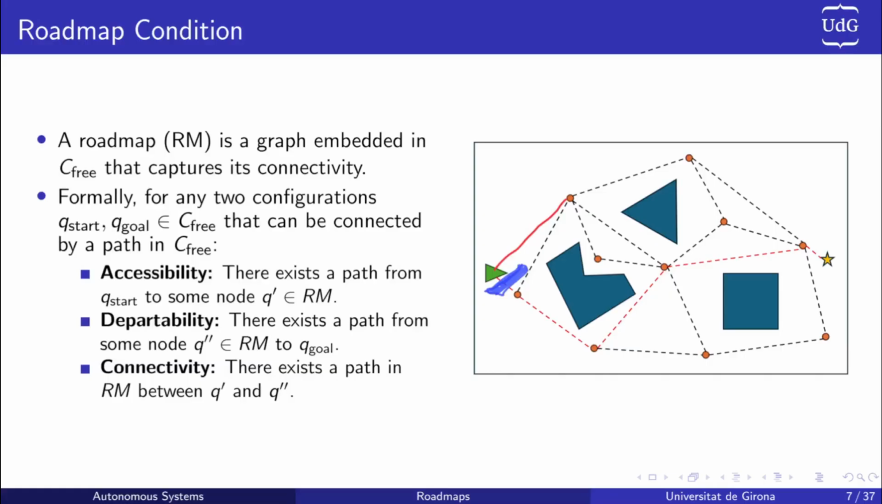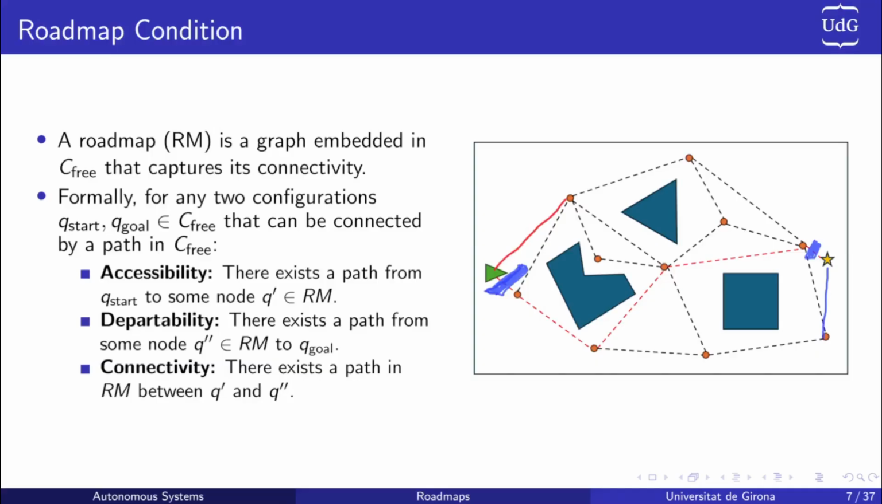Okay, then the departability is exactly the same idea. If I'm able to connect the goal with the closest, or even if the closest is not possible because here I have some obstacle, but I can connect it with this one, then it's fine. The condition of departability is okay. I pass this condition, and then I can plan on this roadmap.